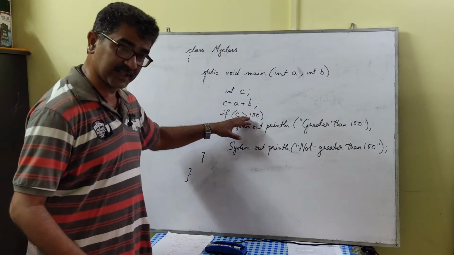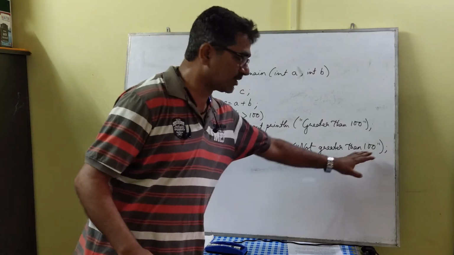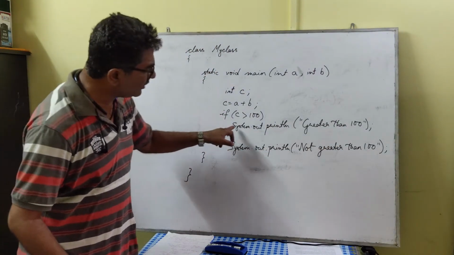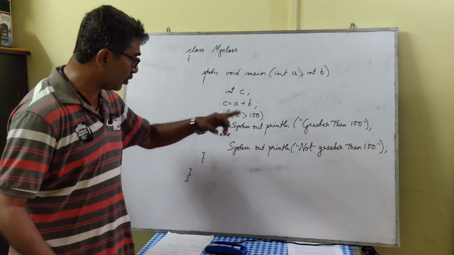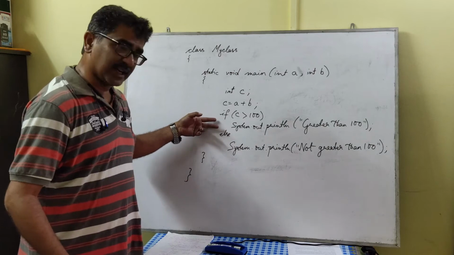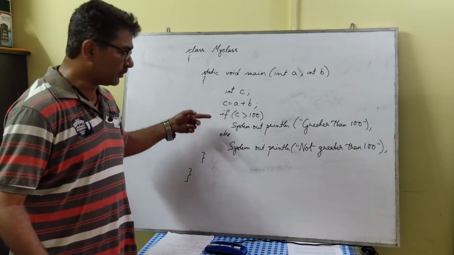In case it is not greater than 100, if it is equal to 100 or less than 100, it will give a message not greater than 100. Note that I haven't given the braces because there was only one statement to be executed both in if as well as else, in case the condition gets true or gets false. Therefore, I did not put the braces.